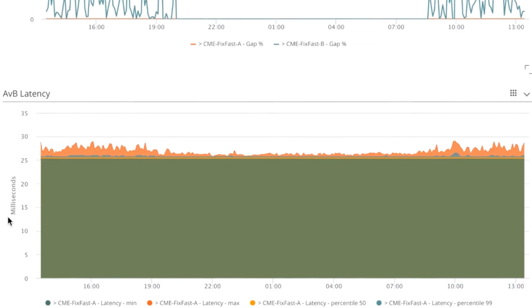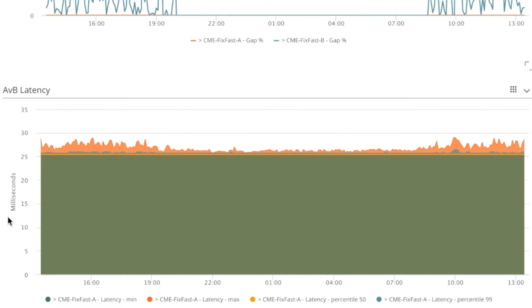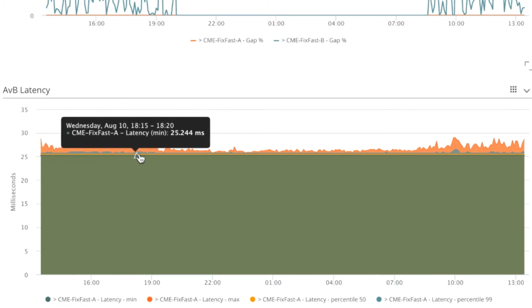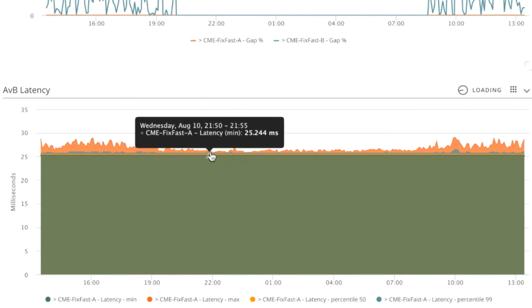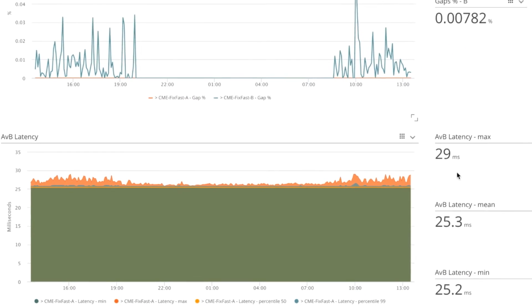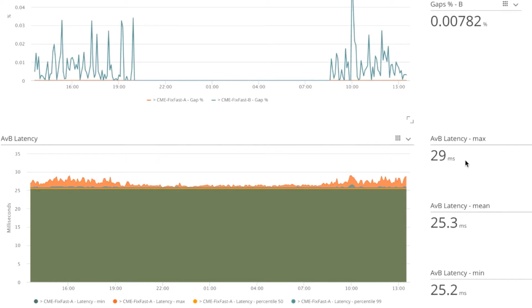And then finally at the bottom, we see the A versus B latency. So this is the difference in arrival time between the A and the B feed. There's a fairly well-defined line here of around 25 milliseconds. So the A feed's actually arriving 25 milliseconds before the B feed, and that's consistent. So that would be the difference in the physical path between the two service providers. You can see there's a little bit of jitter on the top there as well, but nothing to worry about.